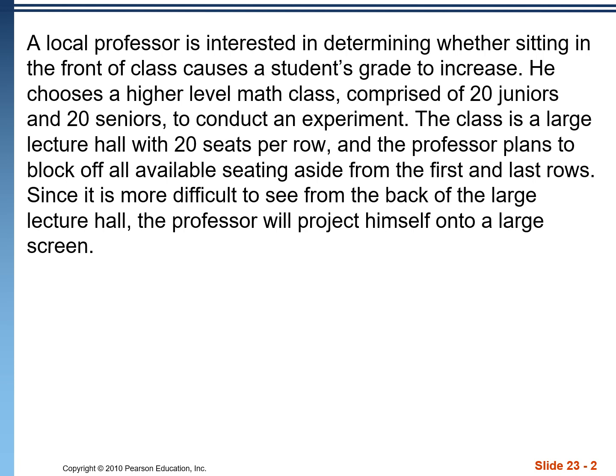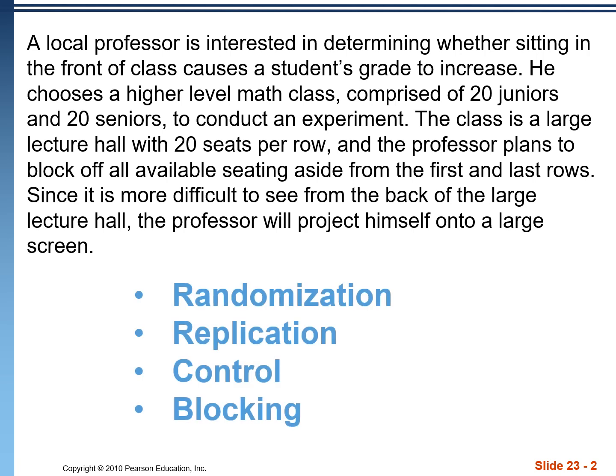The class is a large lecture hall with 20 seats per row, and the professor plans to block off all available seating aside from the first and last rows. Since it's more difficult to see from the back of this large lecture hall, the professor will project himself onto a large screen. Now, when we design an experiment, we want to make sure we include the four main components. The first is randomization, second is replication, third is control, and fourth is optional depending on if it's required by the design, which is blocking.